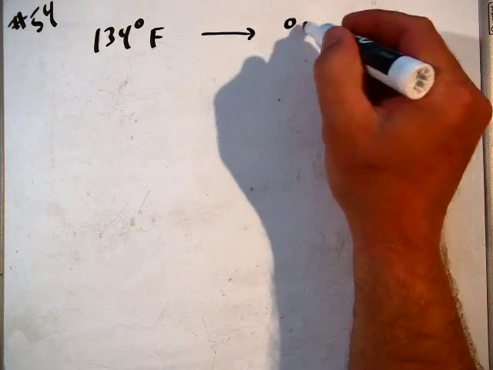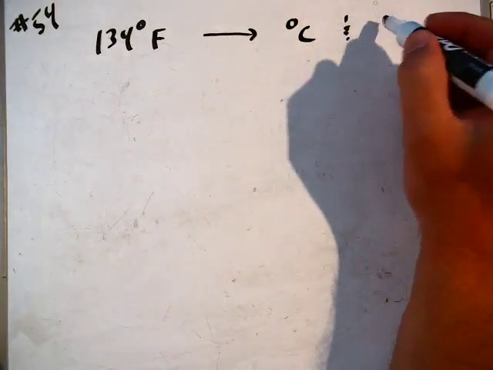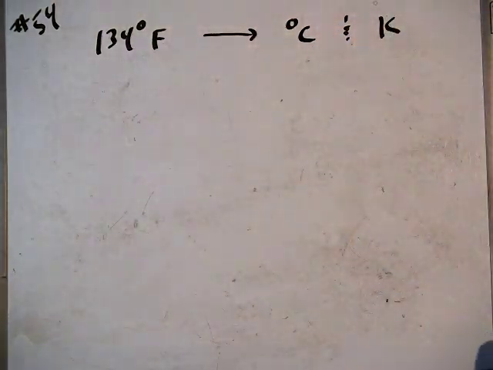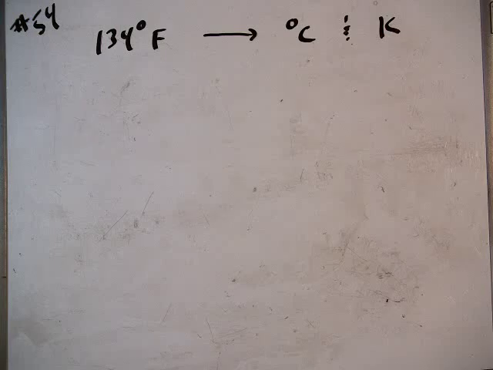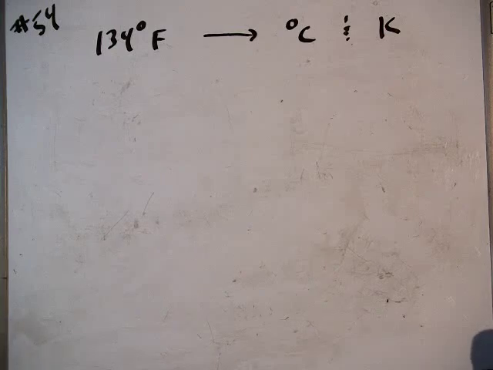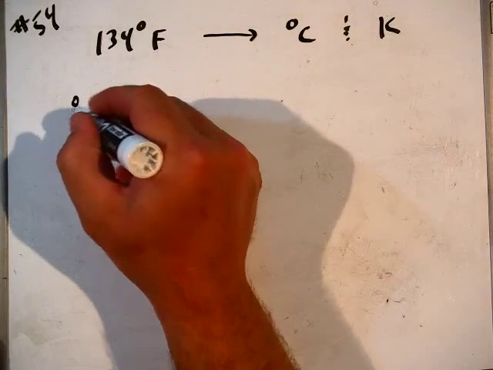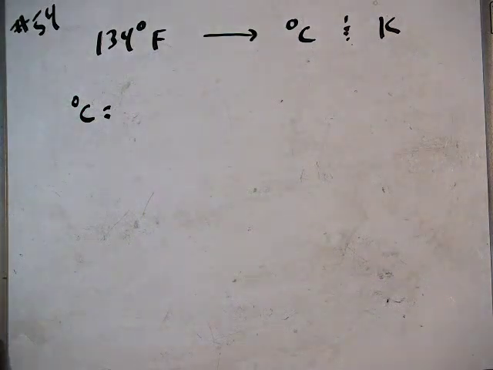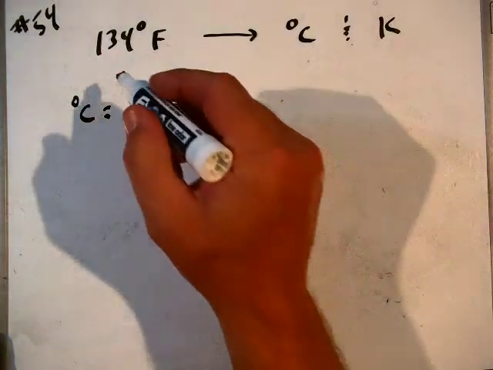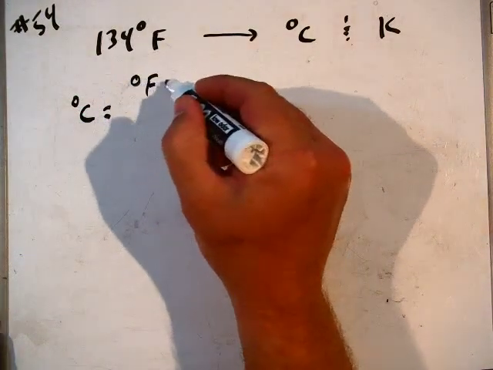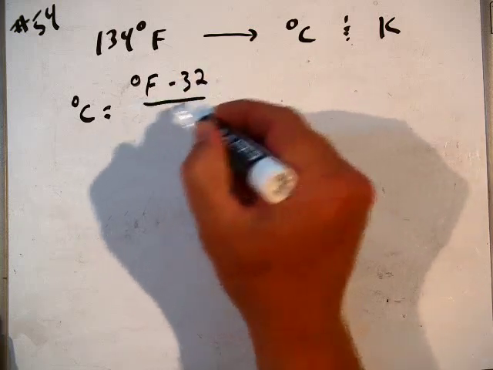So we want to convert this to Celsius, and we also want to convert it to Kelvin. And so this is really just using the equation to interconvert between temperatures. If we're looking at trying to determine degrees Celsius, we can convert Fahrenheit into Celsius using this expression.